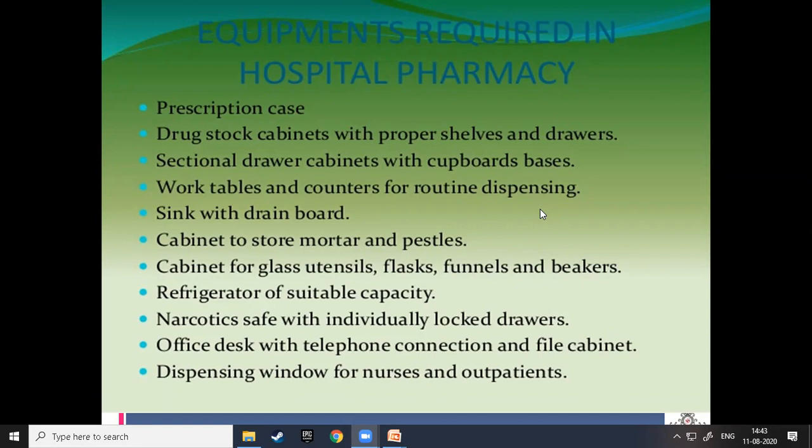Office desk with telephone connection and file cabinet. Now the telephone connection is not very common. Nowadays mobile phones are available, so a landline phone is not required. Dispense window for nurses and outpatients also. And these are all the requirements of a hospital pharmacy.